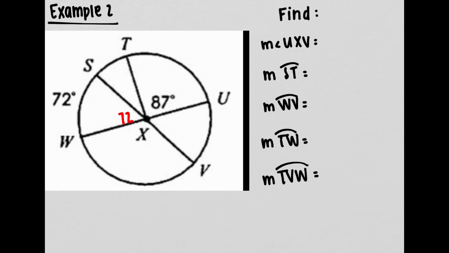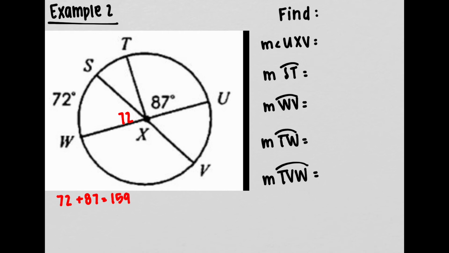I look now, and I do have this half circle. So I know if I take these three angles and add them together, they should equal 180. So I'm going to do that now. I'm going to take 72 plus 87. Now when I do that, use your calculator please, and you end up with 159.